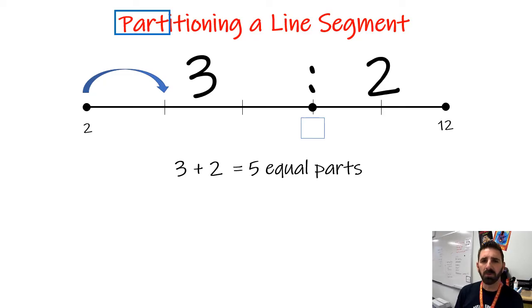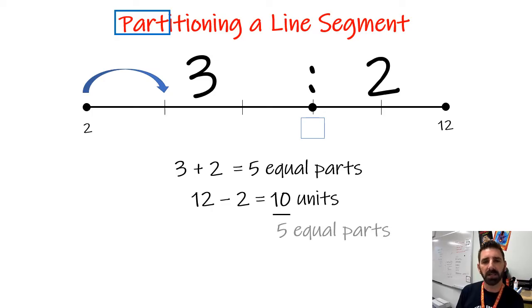So what we need to do first to figure out how much each part is worth is know how long our total line segment is, our big line segment, which extends from 2 to 12. In order to figure that out, all we have to do is subtract those two numbers. Okay, 12 minus 2 is 10, so this line segment here is 10 units long.